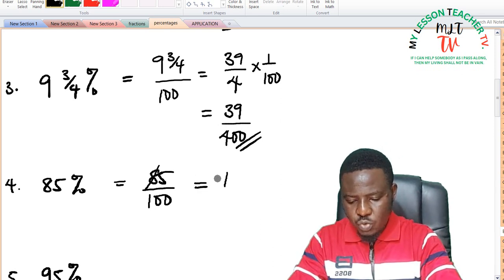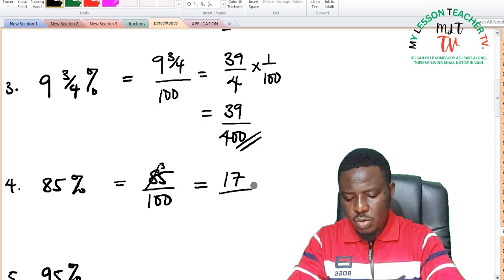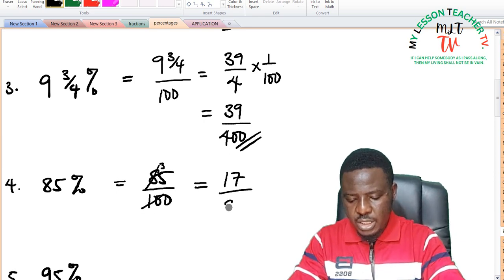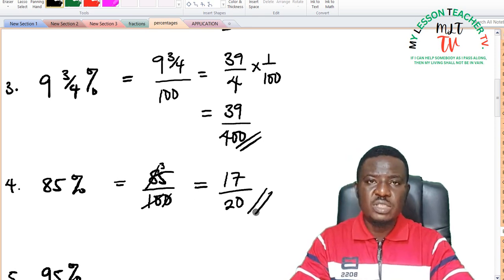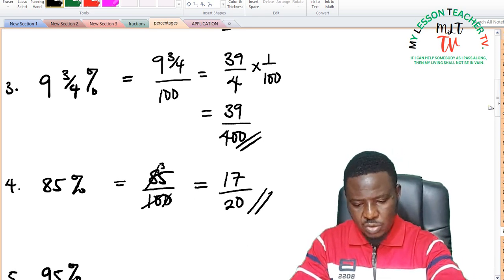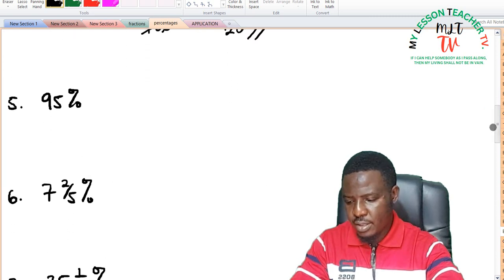5 into 8 is 1, remainder 3. This becomes 35. 35 divided by 5 is 7, remainder 0. 5 into 10 is 2, into 0 is 0. So the answer is said to be 17/20, as no other factor can reduce it further.